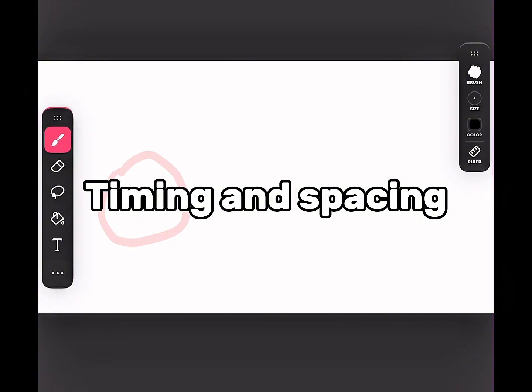Timing is how long it takes for something to happen. Spacing is how far an object moves between each frame. If the ball has even spacing, it looks slow. If the spacing suddenly becomes wide, the ball looks fast.